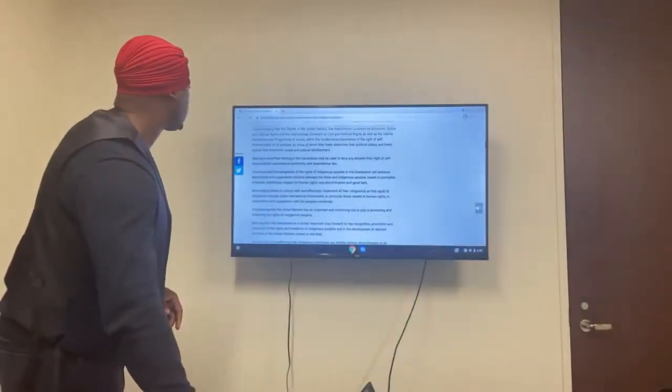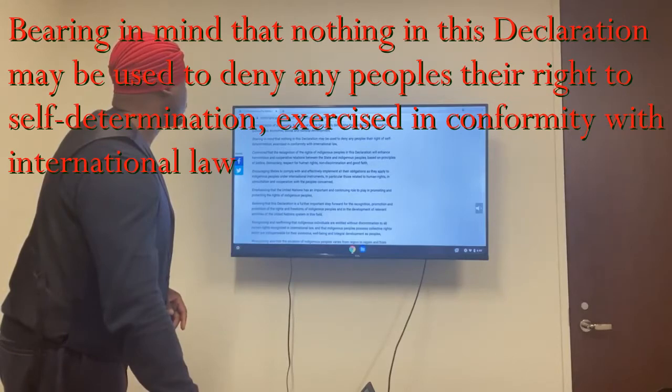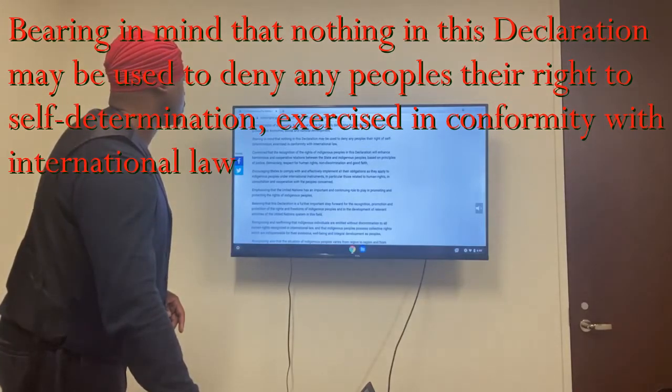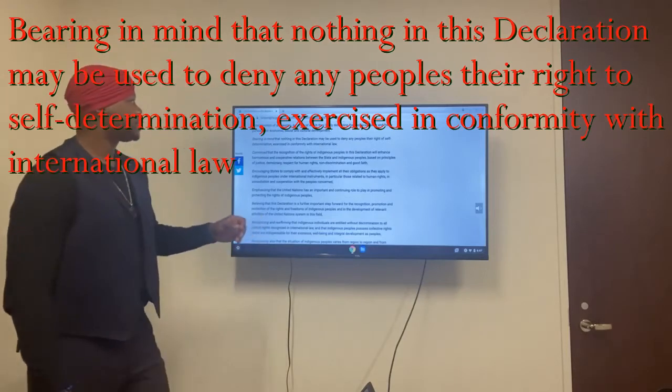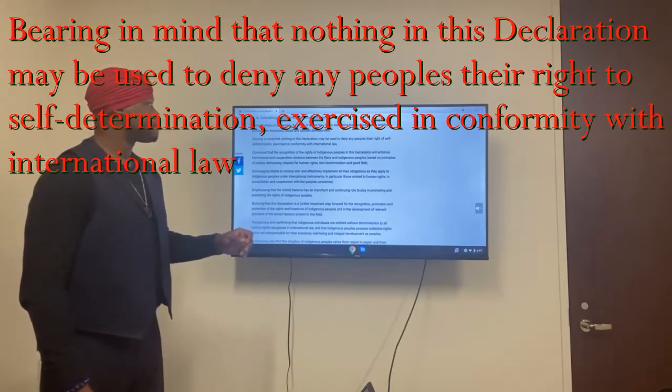Continue on. Bearing in mind that nothing in this declaration may be used to deny any peoples their right of self-determination exercised in conformity with the international law.